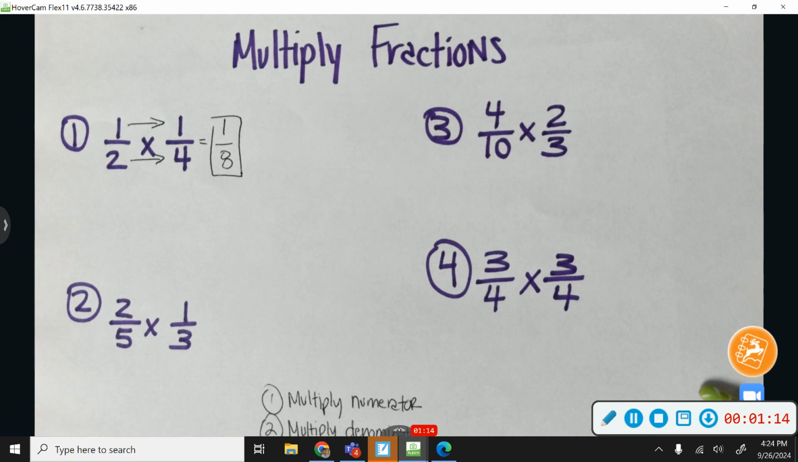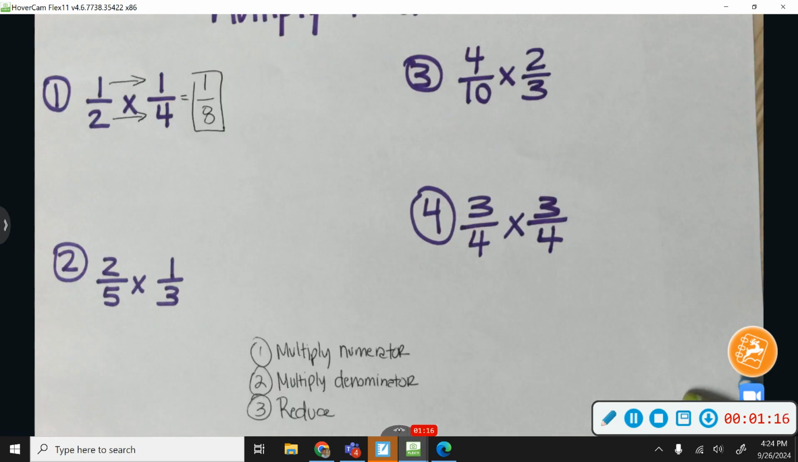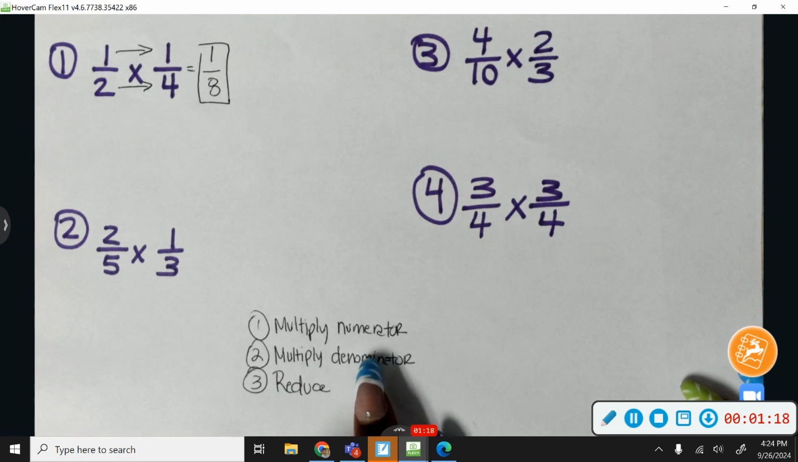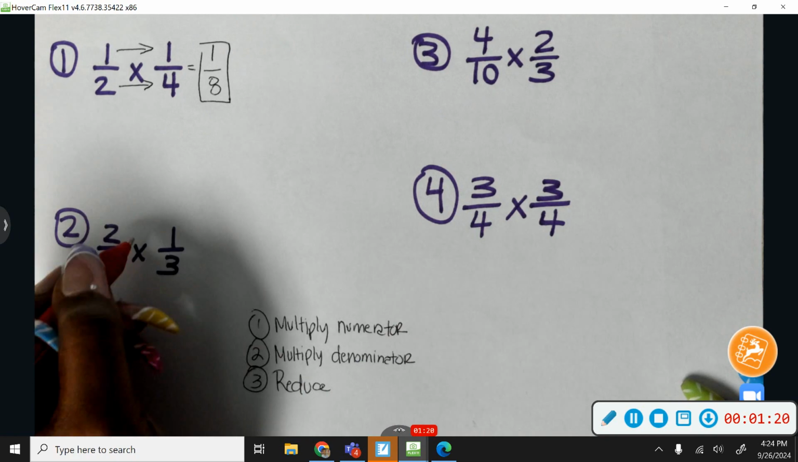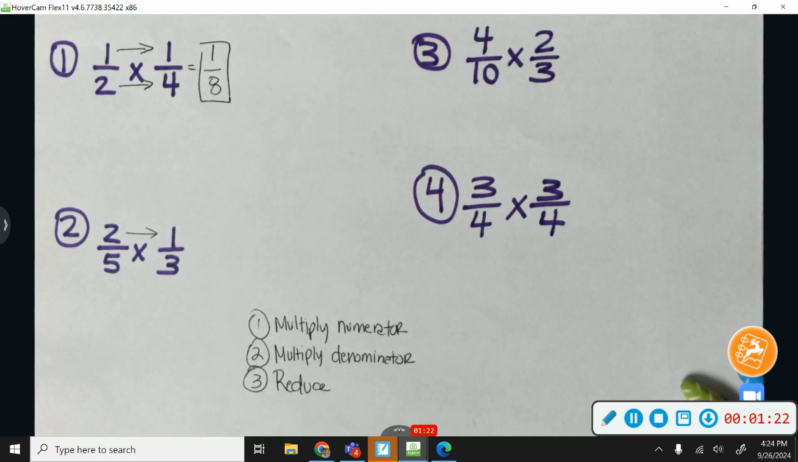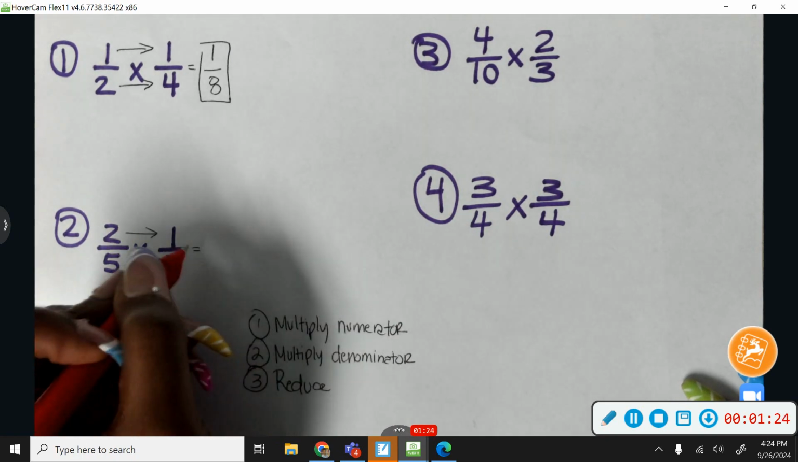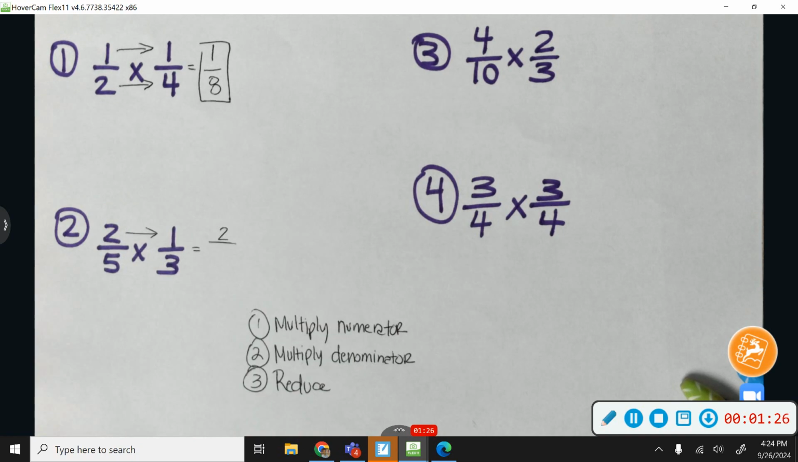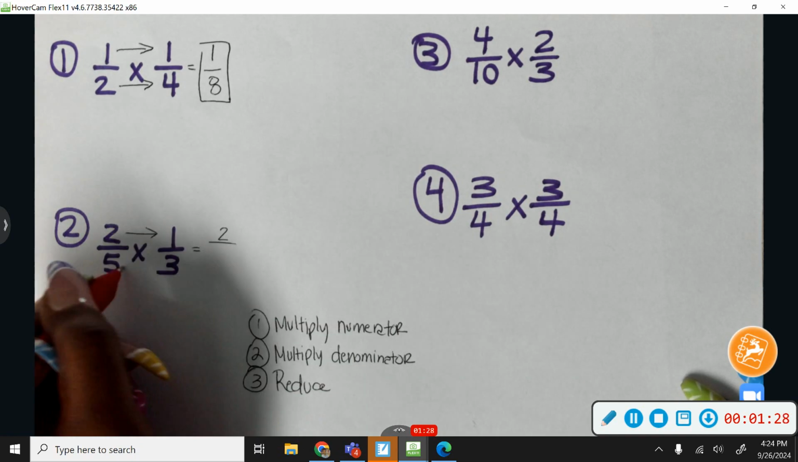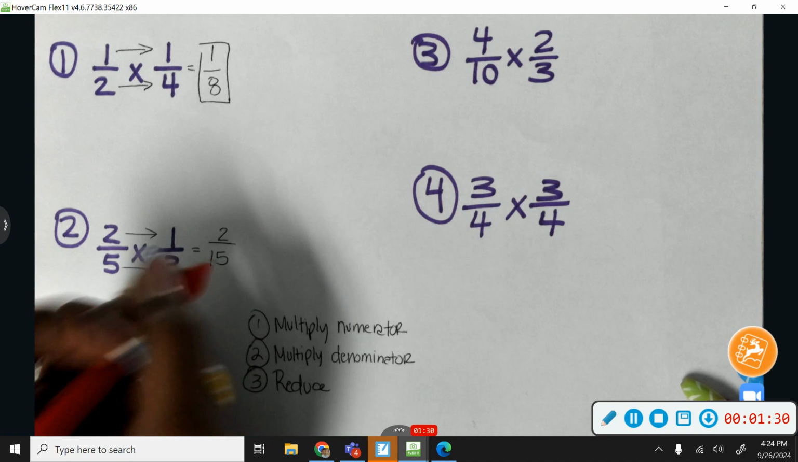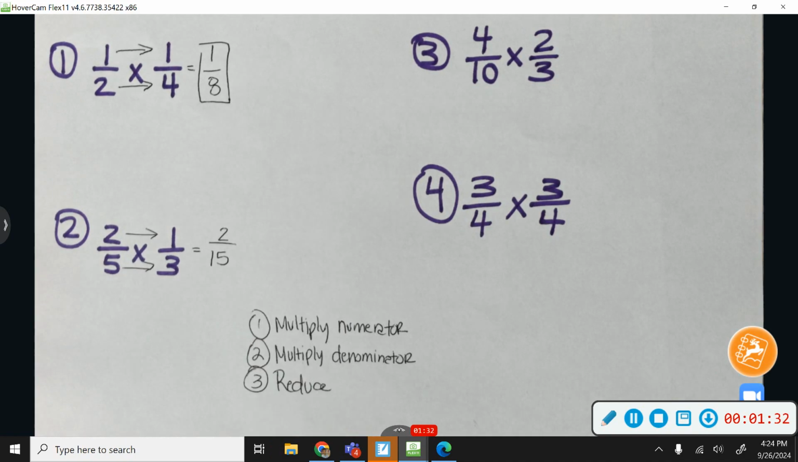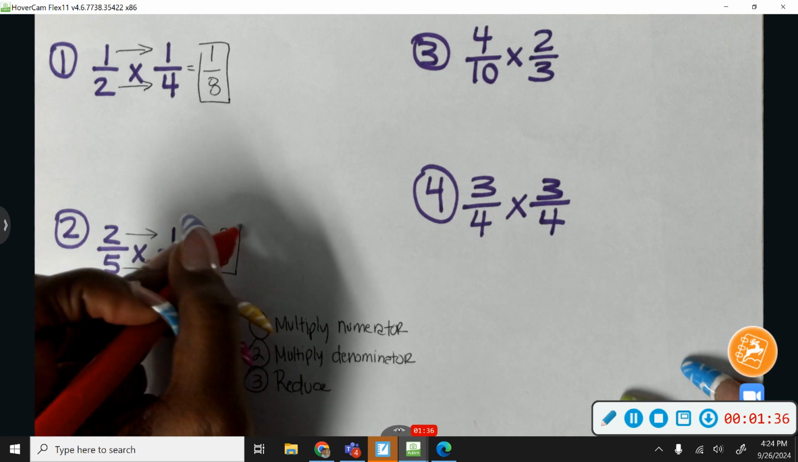Let's look at number 2, and we're going to do the exact same thing. Step 1, we're going to multiply my numerator, so I'm going to go straight across. 2 times 1, that gives me 2. 5 times 3, that gives me 15. And again, we cannot reduce or simplify on this one, so that will be my answer.